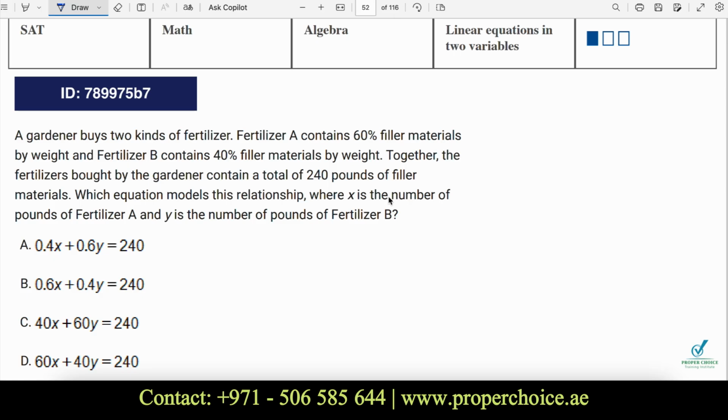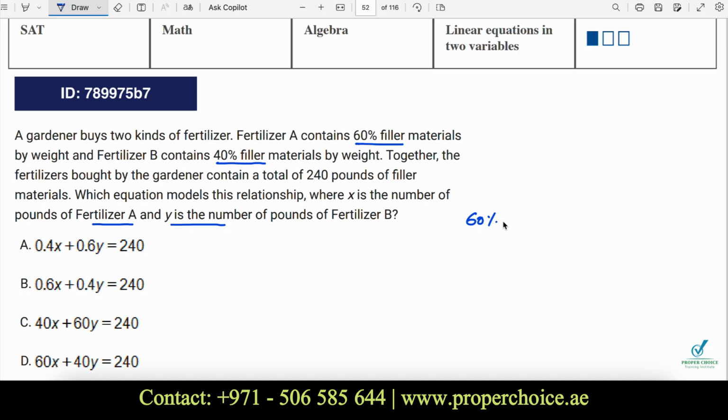So what they are trying to tell us is to set up an equation for this situation. They say fertilizer A contains 60% filler material and fertilizer B contains 40% filler material. They are also telling us x is the number of pounds of fertilizer A, and y is the number of pounds of fertilizer B. Now set up an equation.